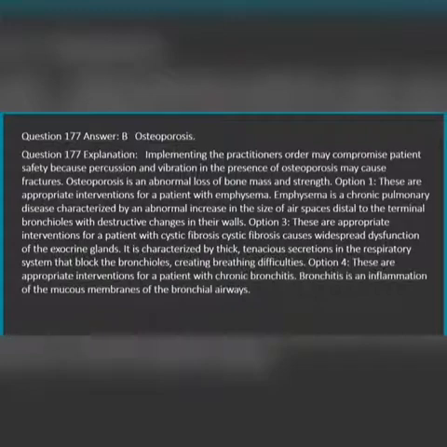Option 3. These are appropriate interventions for a patient with cystic fibrosis. Cystic fibrosis causes widespread dysfunction of the exocrine glands. It is characterized by thick, tenacious secretions in the respiratory system that block the bronchioles, creating breathing difficulties. Option 4. These are appropriate interventions for a patient with chronic bronchitis. Bronchitis is an inflammation of the mucous membranes of the bronchial airways.